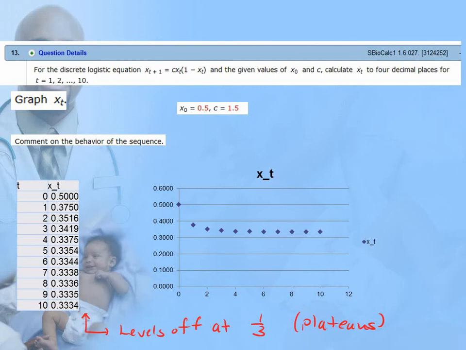So we also use plateaus. You also hear steady state. We also hear in chemistry equilibrium. Those are all the same. Those all have the same meaning.